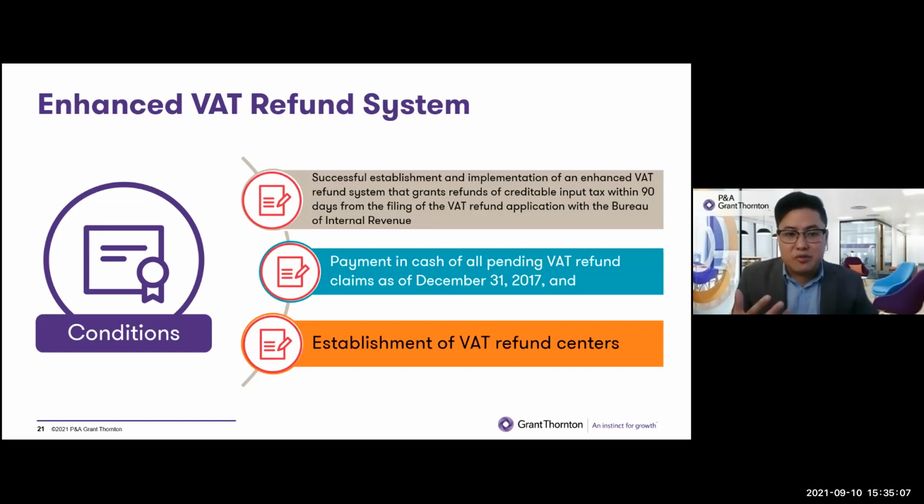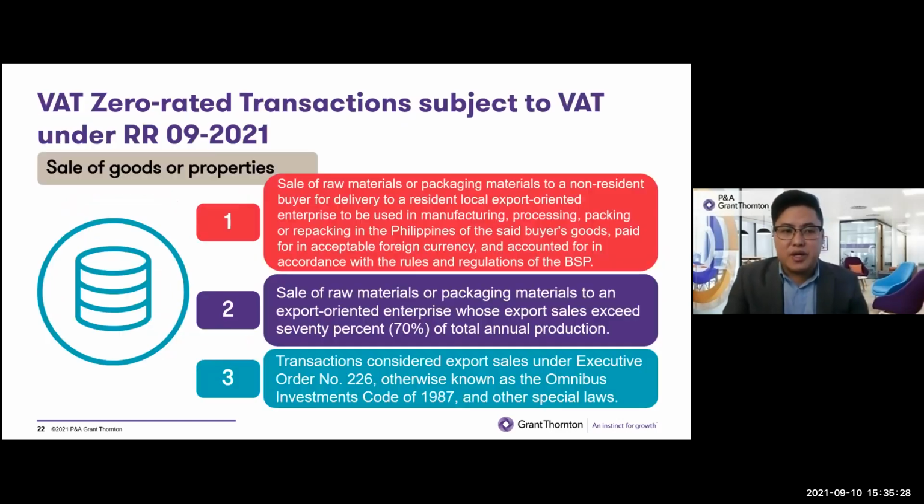Now, because of that, the point of view of the BIR is that they have sufficiently implemented the enhanced VAT refund system, although of course there are some parties who are trying to point out that that is a self-serving declaration. But nevertheless, according to the BIR, they already met the conditions. Therefore, the BIR issued RR 9-2021.